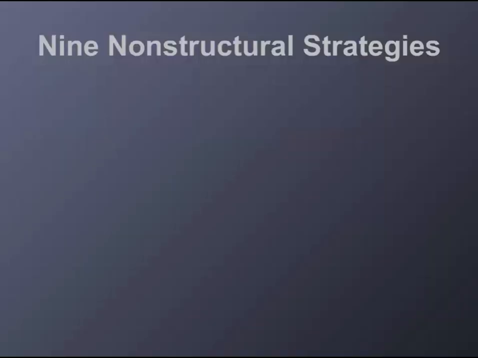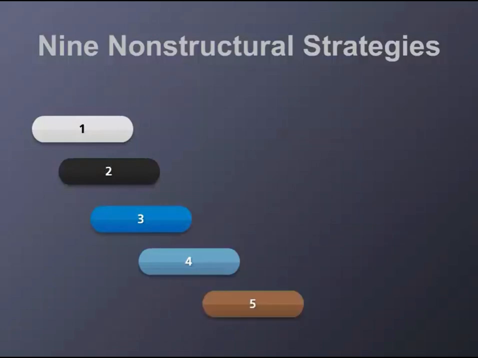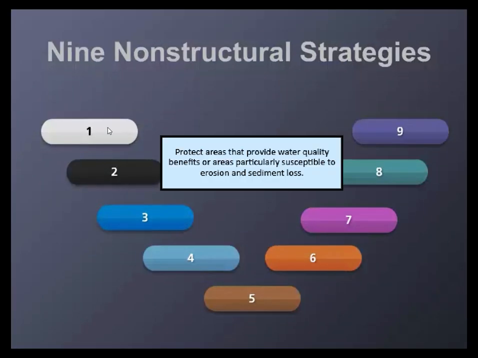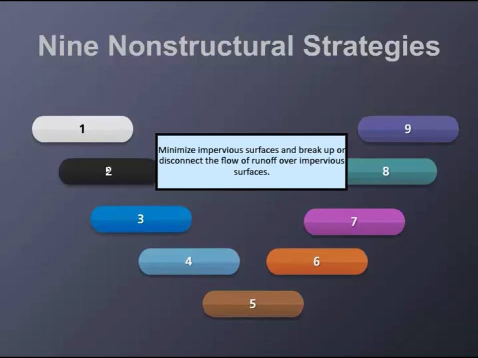Time of concentration modification means slowing runoff by surface roughness changes, slope reduction, vegetated conveyances, and limiting parking and driveway areas. Now that we have seen the 4 different categories, let's discuss further the 9 different non-structural strategies that are outlined in the stormwater management rules. Protect areas that provide water quality benefits or areas particularly susceptible to erosion and sediment loss. Minimize impervious surfaces and break up or disconnect the flow of runoff over impervious surfaces.